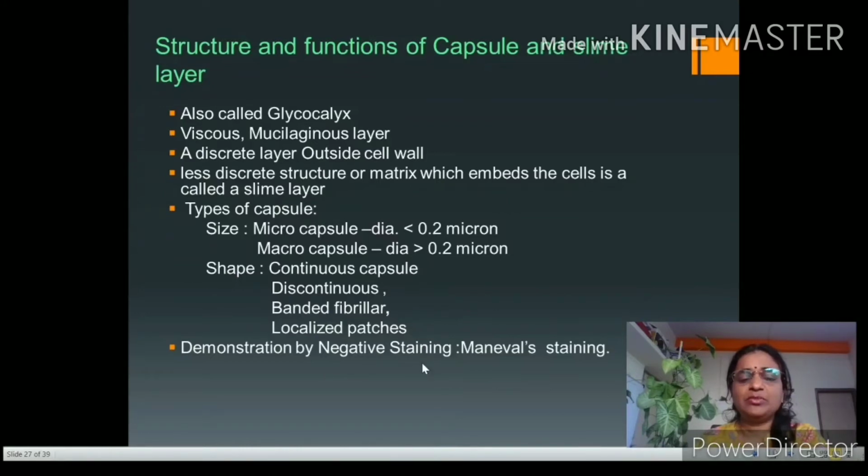What is the principle of negative staining? Negative staining generally does not stain the part under study. As we are interested in seeing capsules, they remain colorless by this method, and the remaining part of the slide, that is the background and the inner vegetative cell, gets color. So that is the principle of negative staining, and by this staining we can easily demonstrate the capsule.